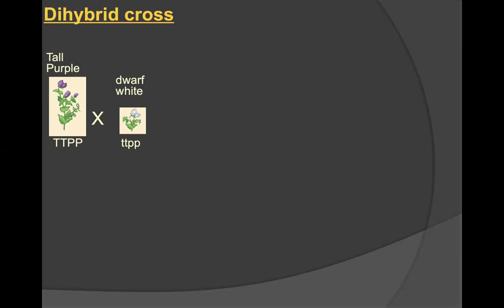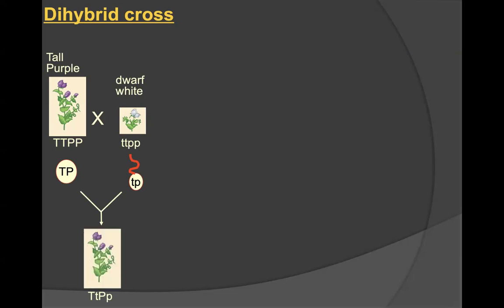If we consider what kind of gametes these individuals can produce, the tall purple homozygous dominant plant would only produce gametes that have a big T and a big P. Similarly, the homozygous recessive individual would only produce gametes that have a little t and a little p. If you had fusion of these gametes, you would get your F1 individuals, and all of those would be heterozygous. Their phenotype would be tall and purple, because tall and purple are the dominant traits.